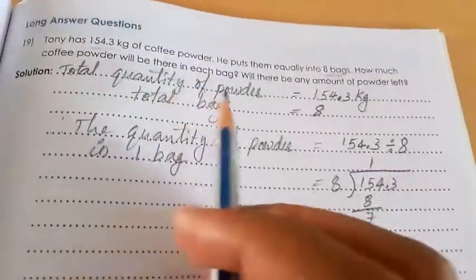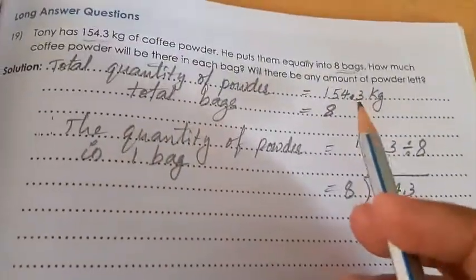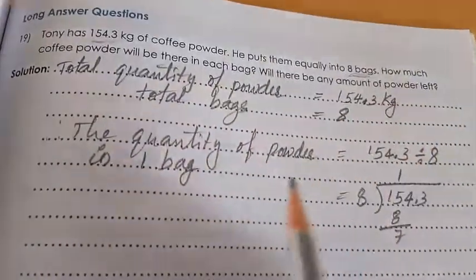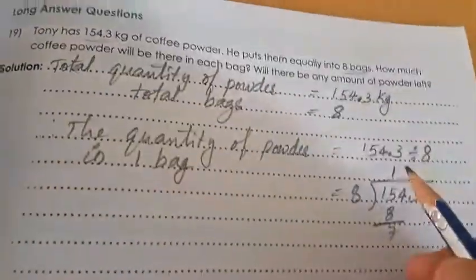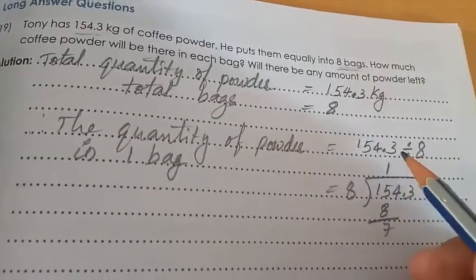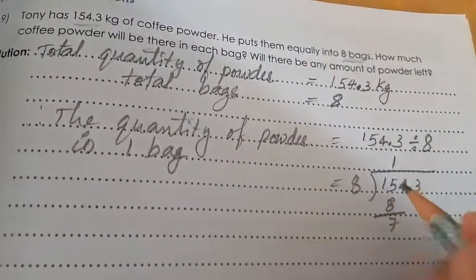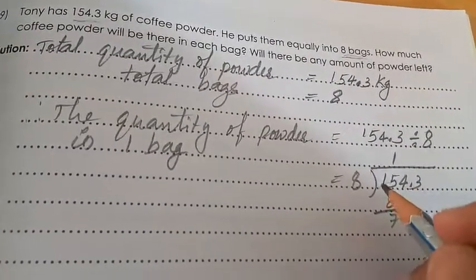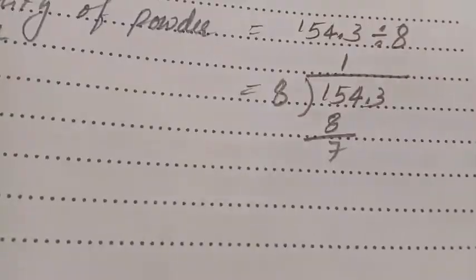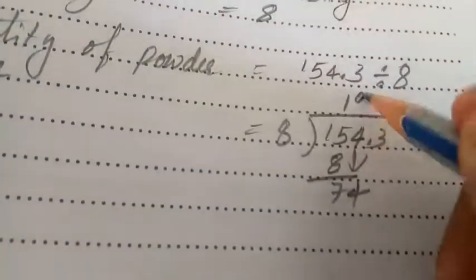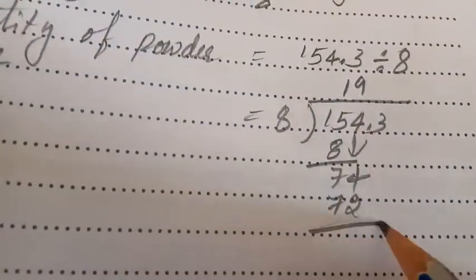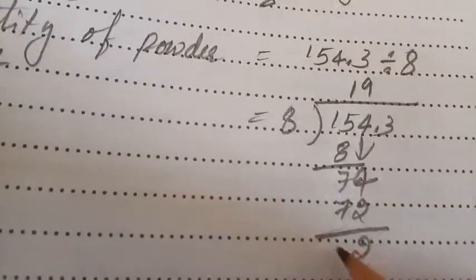So first, total quantity of powder equals 154.3 kg. Total bags are 8. So the quantity of powder in each bag, that means in one bag, equals, you should divide that total quantity by 8 bags. Okay, so divide 154.3 by 8. So 8 ones are 8. So next, bring this 4 down. So the nearest number is 72. So 8 nines are 72. So 4 minus 2 is 2, 7 minus 7 is 0.